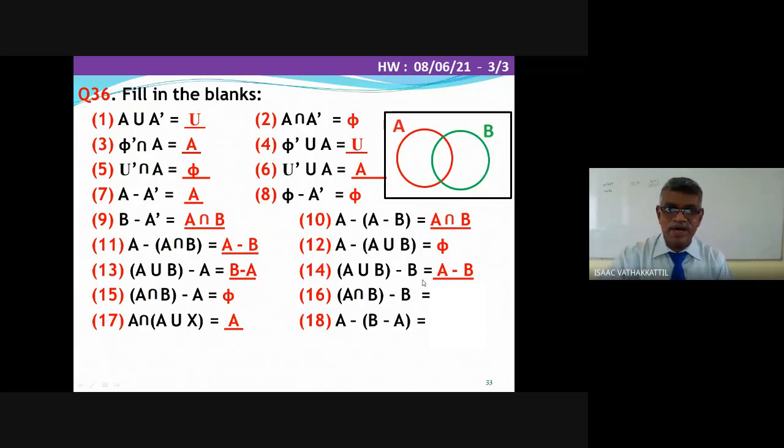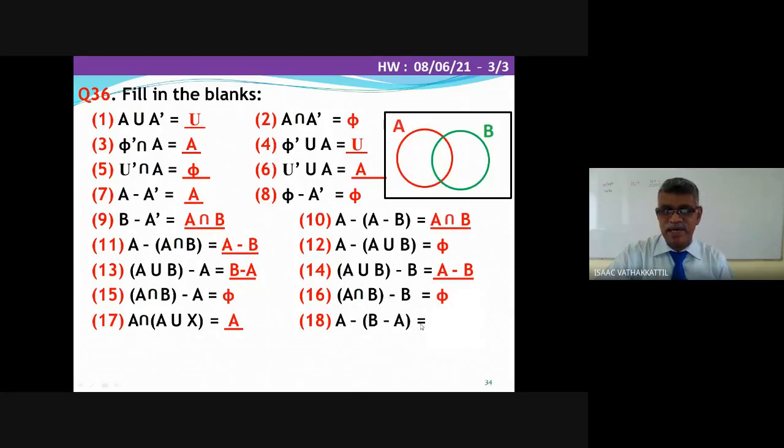Further, A union B minus B, that is analogous to the earlier one. A union B minus B is A minus B. A union B minus A is B minus A. What about A intersection B minus B? Null set. A intersection B minus B is null set.